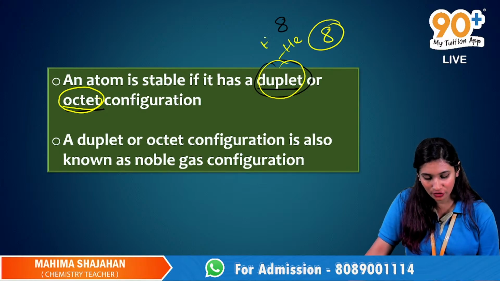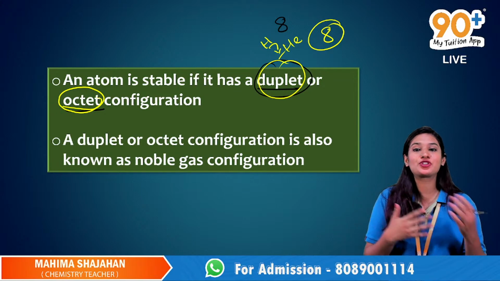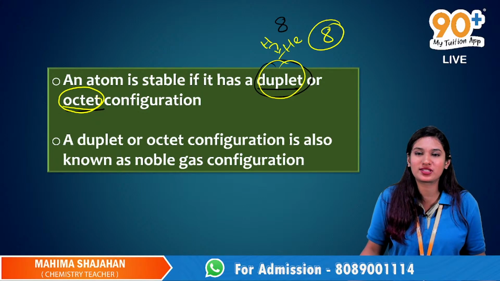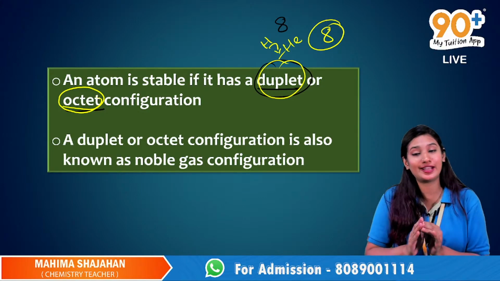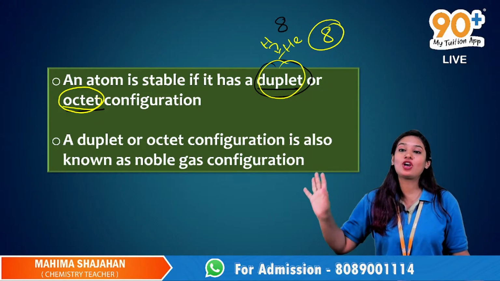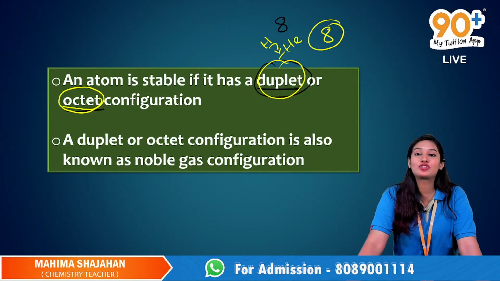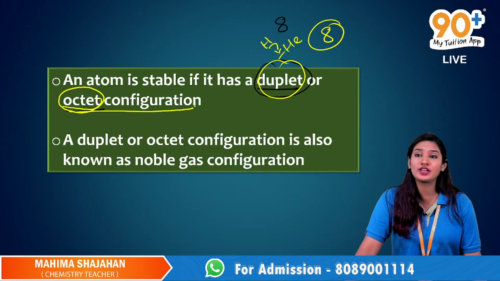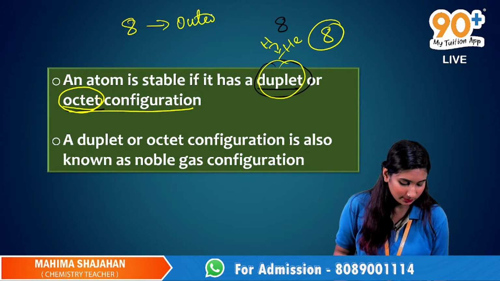And hydrogen will also try to, hydrogen has only got 1 electron. Okay, with 1 electron, hydrogen can only have a duplet configuration. Yes, it has only got a single shell, and the maximum number of electrons that can be accommodated in that shell is 2. Okay, yes, rest all other elements will try to attain an octet configuration. Octet configuration means 8 electrons in the outermost shell.